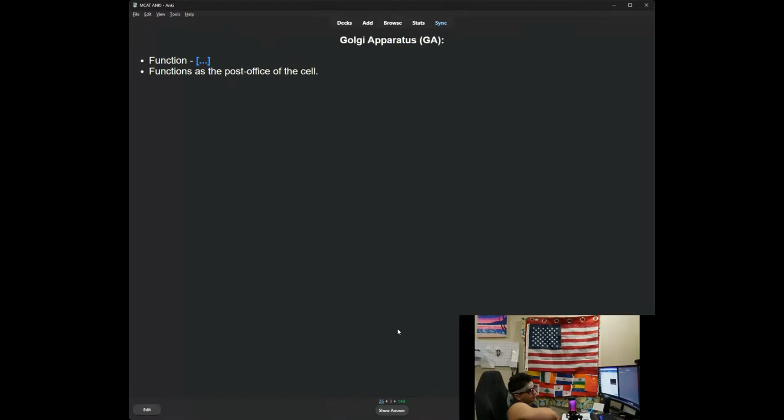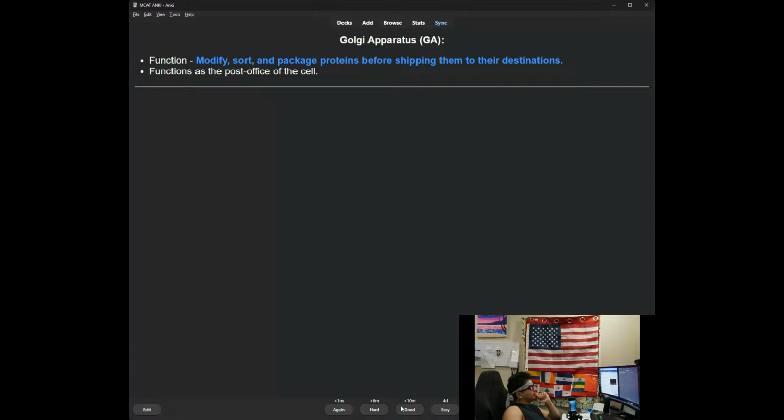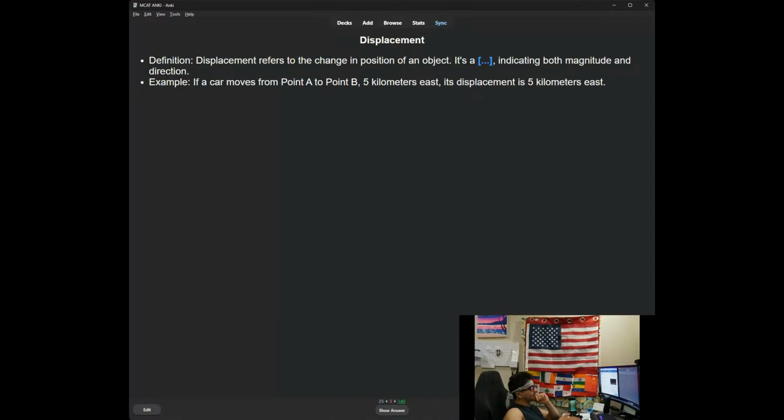Its function is to modify and distribute a protein, and this is in eukaryotes only. And then it gets shipped out.